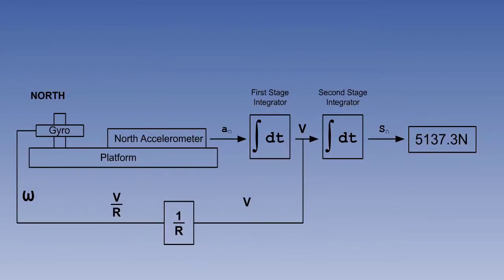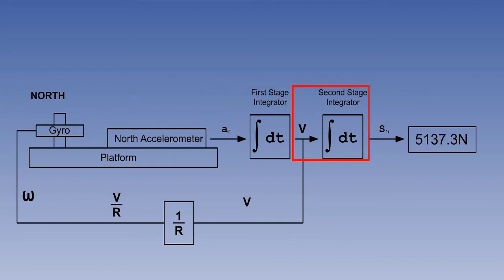This lesson is on inertial navigation system errors. Firstly, we need to remind ourselves how the information flows in the INS in order to work out what the sources of error will be. The accelerometer is mounted on a platform which is stabilized and north-orientated by gyroscopes. It detects accelerations, which are passed to the first stage integrator. Here they are integrated into velocity.